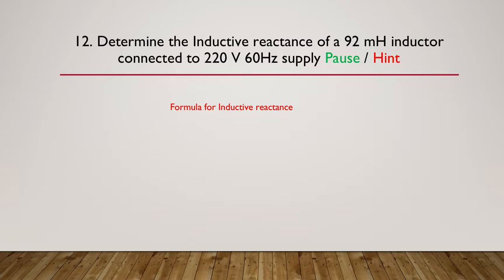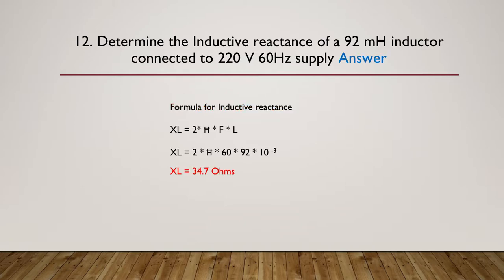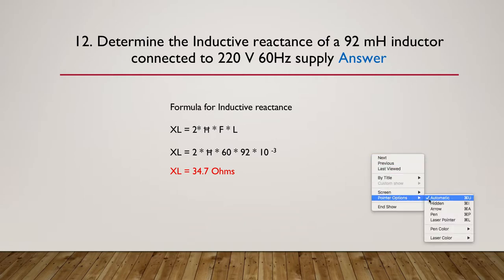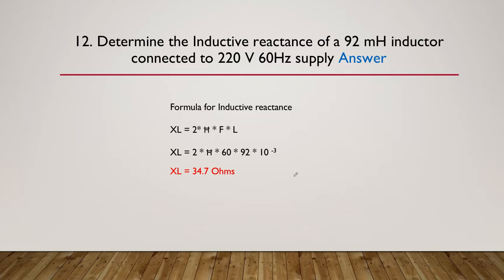Okay, let's now move on to the answer. So again, the formula for inductive reactance, XL, is equal to 2 pi FL. And I'll just turn my screen pen pointer on. And again, we're going to put in 60 and 92. The 60, this time we've got 60 hertz for our frequency. So that's where the 60 comes from.